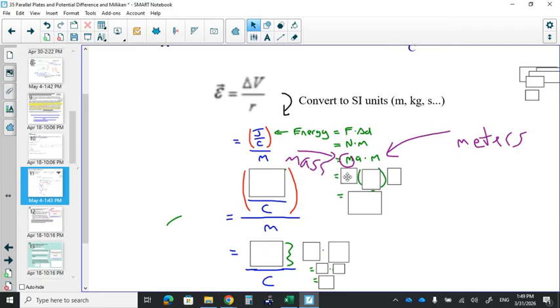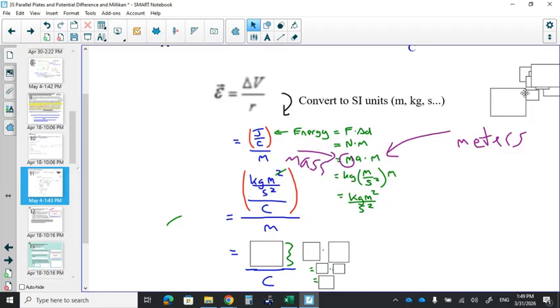Anyways, so that's going to be kilograms. And then acceleration is meters per second squared. And obviously still have the meters there. And so we end up with kilograms. Meters times meters is meters squared. So we get kilograms meters squared per second squared. Boom, there it is, right?